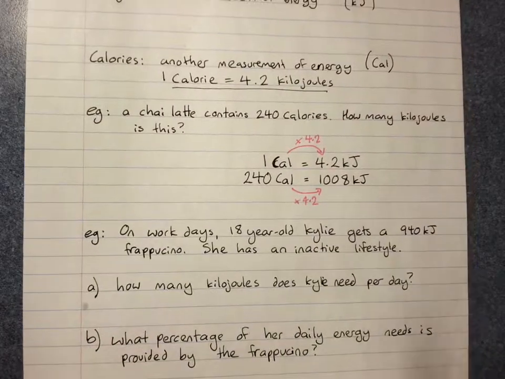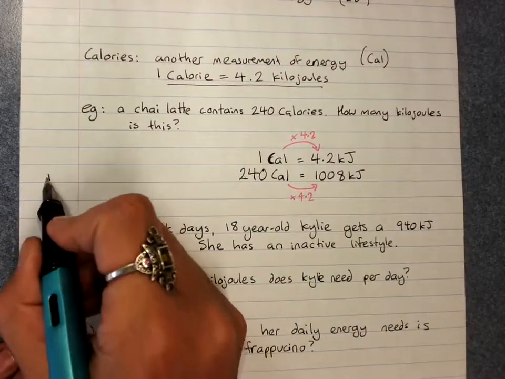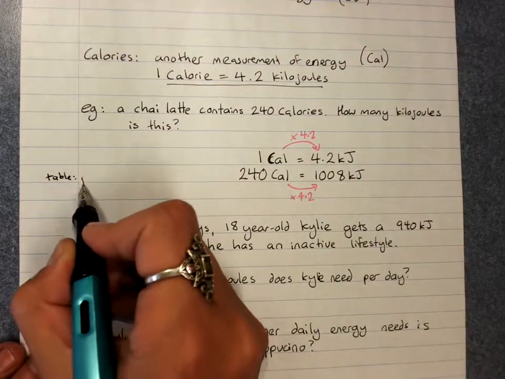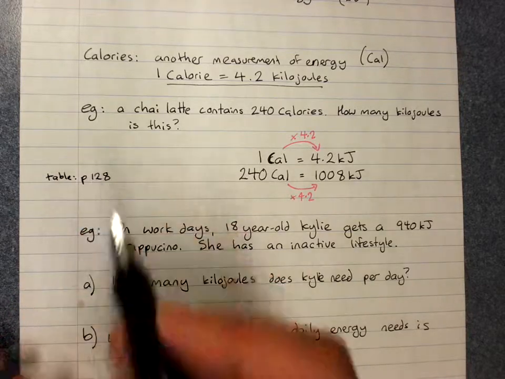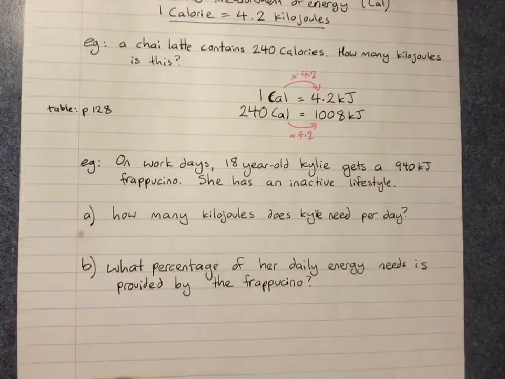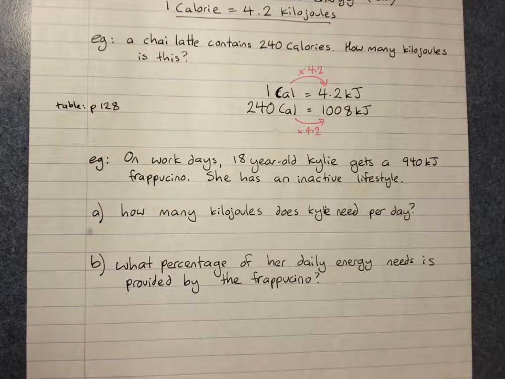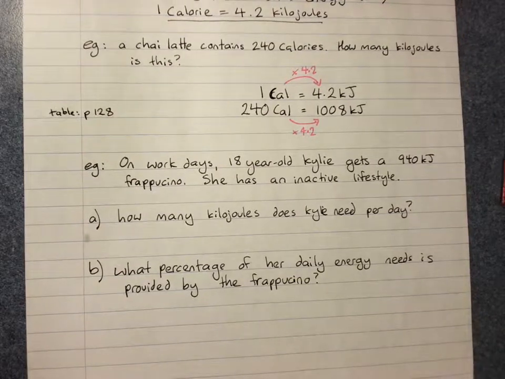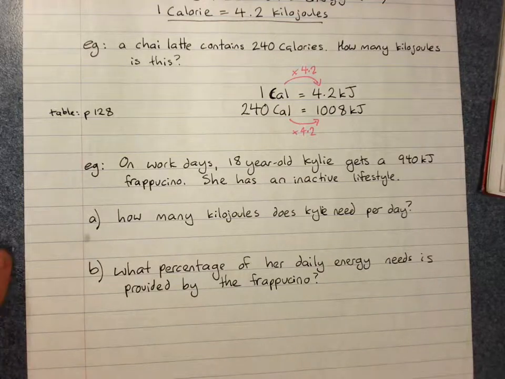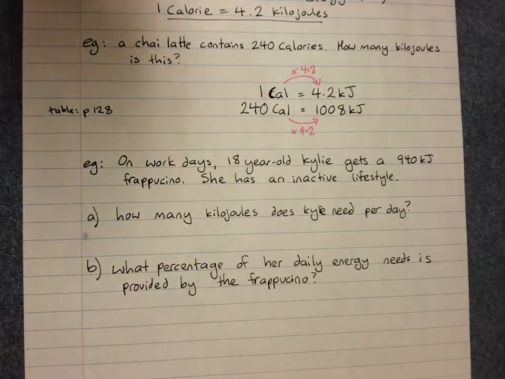Now there's a table that you'll need to use for a lot of these questions, and it's on page 128. And we've got this question here. On work days, 18-year-old Kylie gets a 940 kilojoule frappuccino, and she has an inactive lifestyle. How many kilojoules does Kylie need per day?